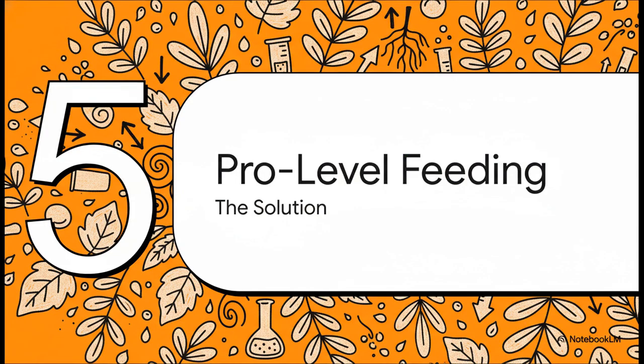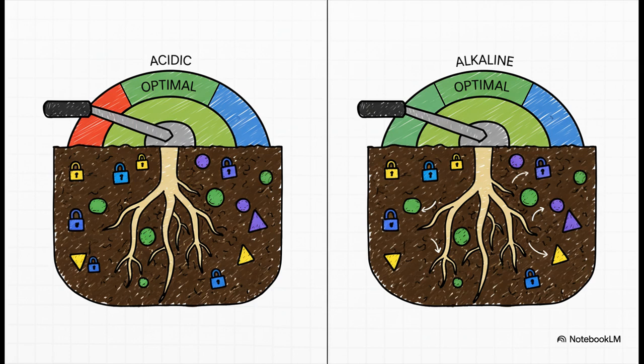Okay, we've diagnosed the problem, and we understand the science of how plants eat. So now, let's talk about the solution. How do we take all this knowledge and become proactive, giving our plants exactly what they need right when they need it? So before you add a single drop of anything, you have to do this first.